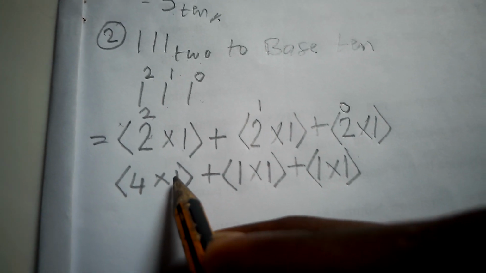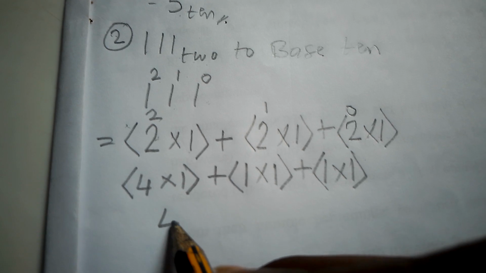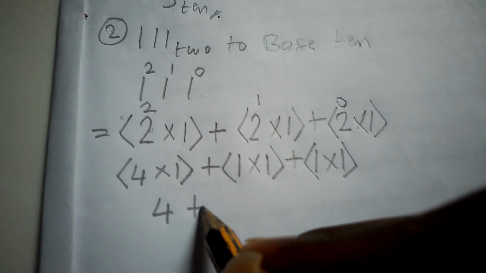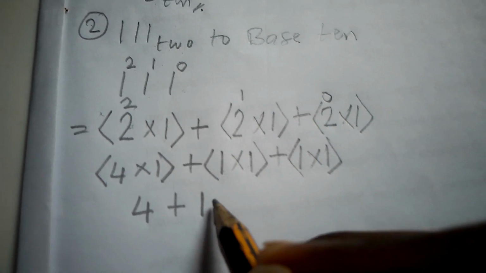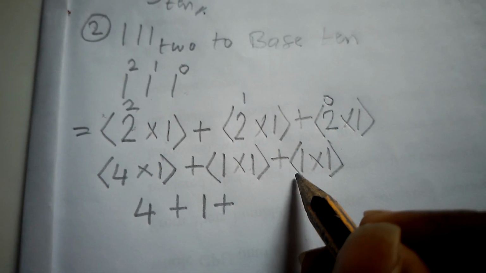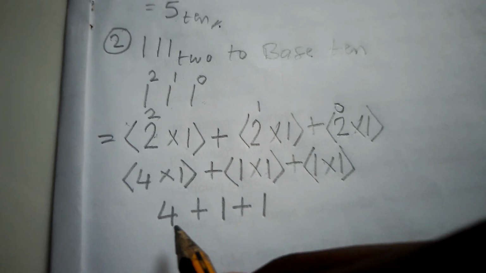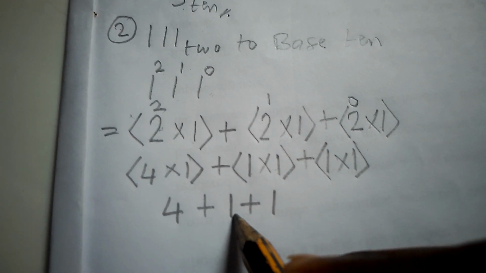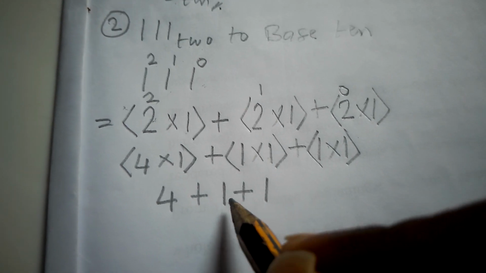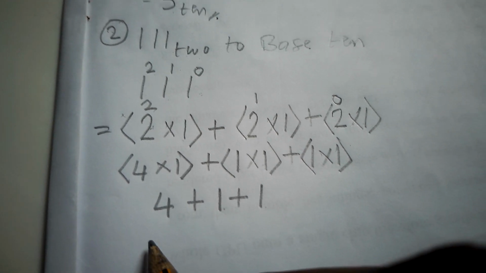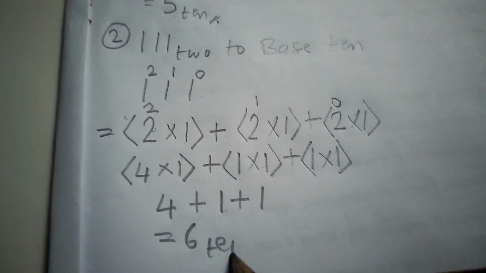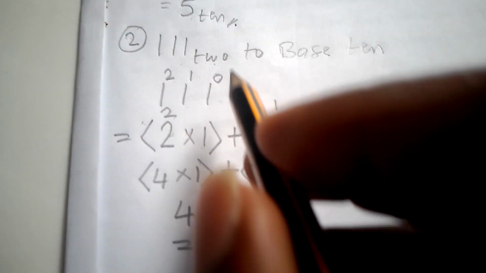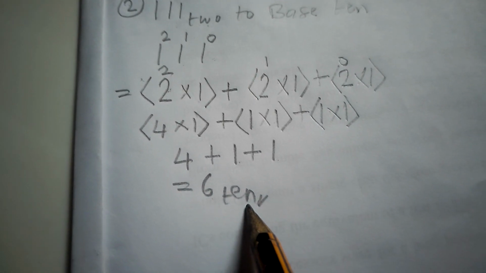So 4 times 1, that will give you what? 4. So you write your 4 over here and put your addition symbol. So this is 1 times 1, that will give you 1. Then put your next addition. And 1 times 1, that will give you 1. So 4 plus 1, that will give you what? That will give you 5. And 5 plus 1, that will give you 6. So your final answer is equals to 6 base 10. Okay. So that simply means 111 base 2 is equals to 6 base 10.